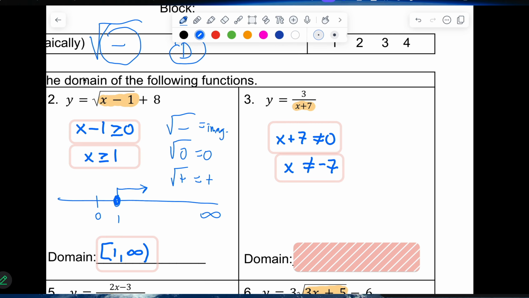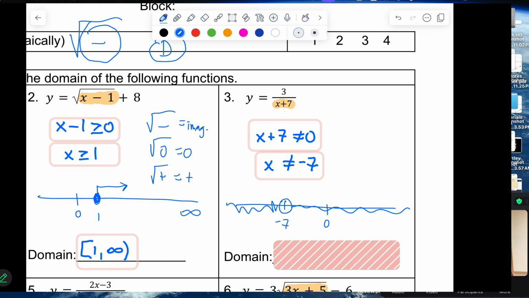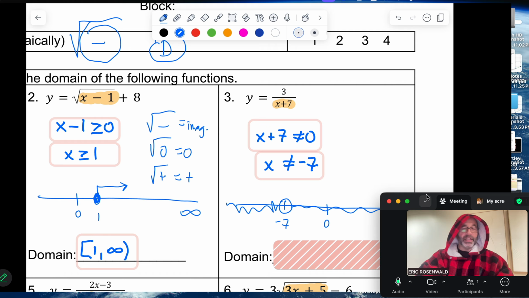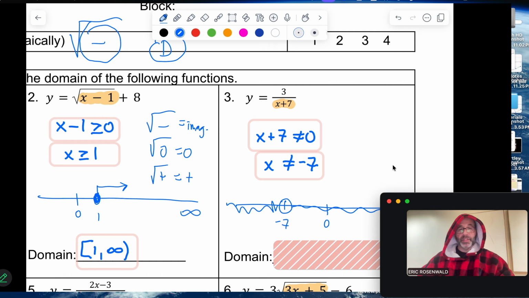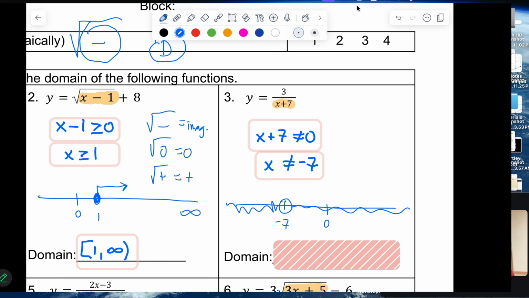So if we think about this in terms of a number line, okay, I can go to negative 7. It can't equal it. It's going to get around it. It can equal everything to the left, everything to the right. It just simply cannot equal. I don't know what happened to me here. I lost my frame here.